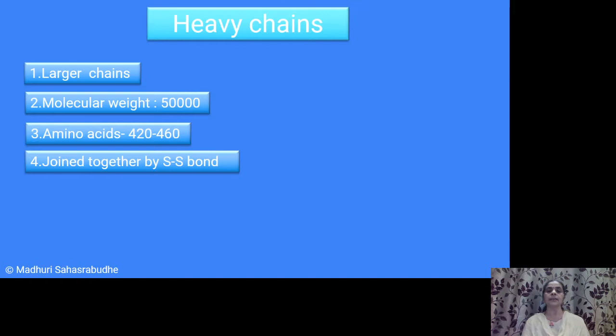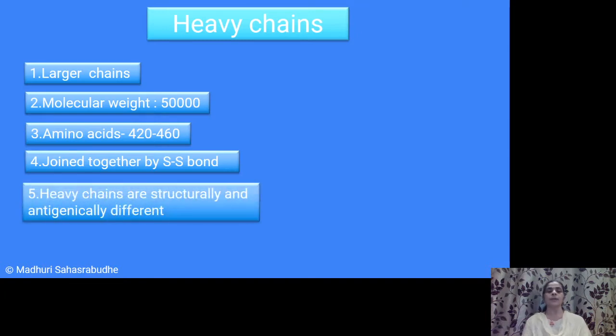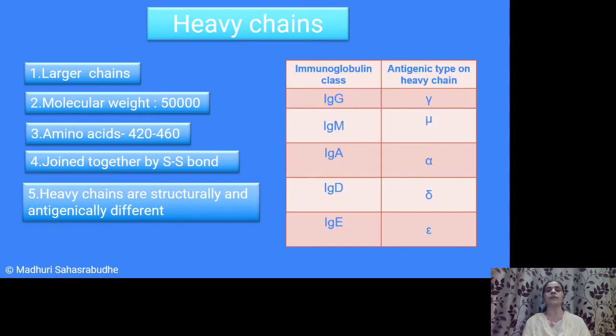Here internally they are joined with light chains with a disulfide bond, and within the two heavy chains there are again disulfide bonds. Heavy chains are structurally and antigenically different. Depending on the antigenic property of the heavy chains, they are divided into 5 different types. And based on the different types of heavy chain, we have different immunoglobulin classes.